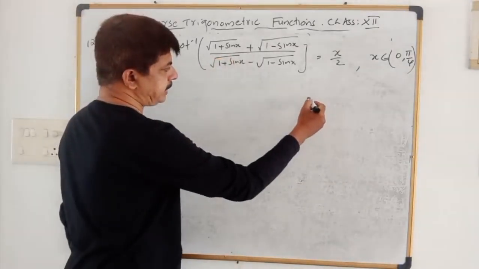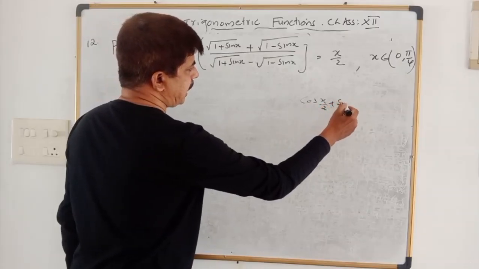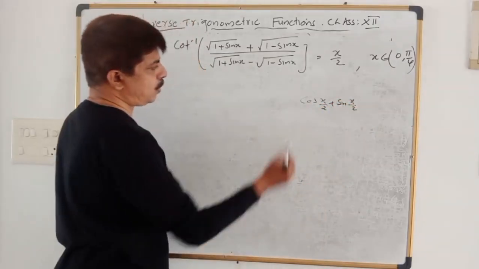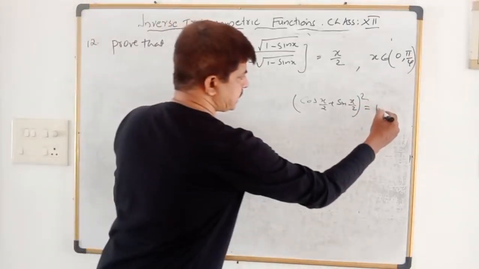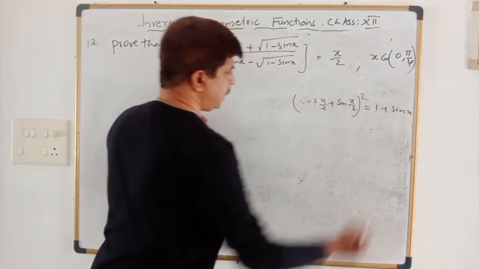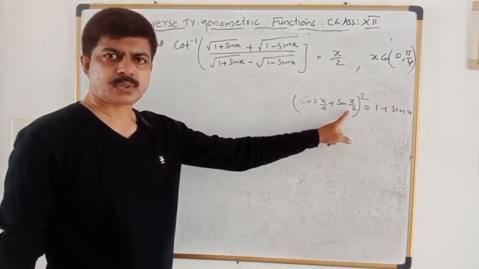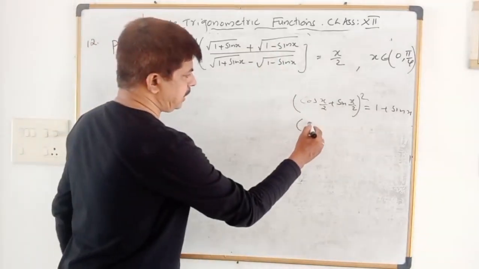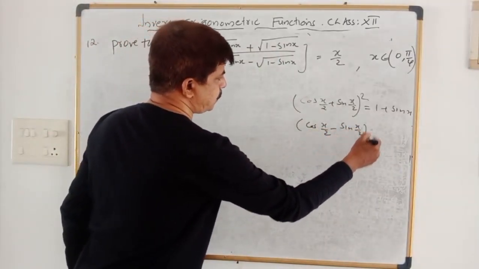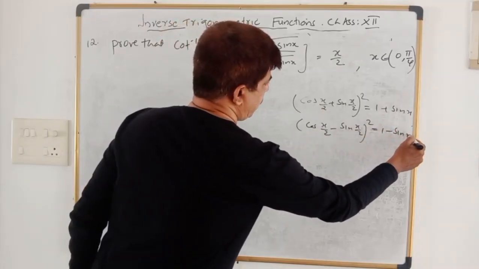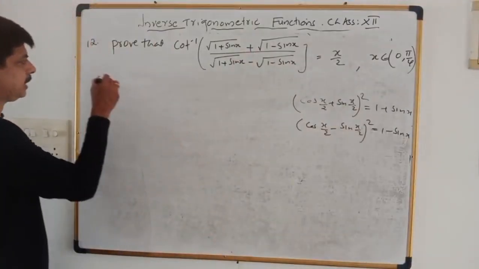We should learn that 1 plus sin x is actually the expansion of cos x by 2 plus sin x by 2 whole square. And 1 minus sin x is actually cos x by 2 minus sin x by 2 whole square. You should remember this one. So we do it by the substitution method.